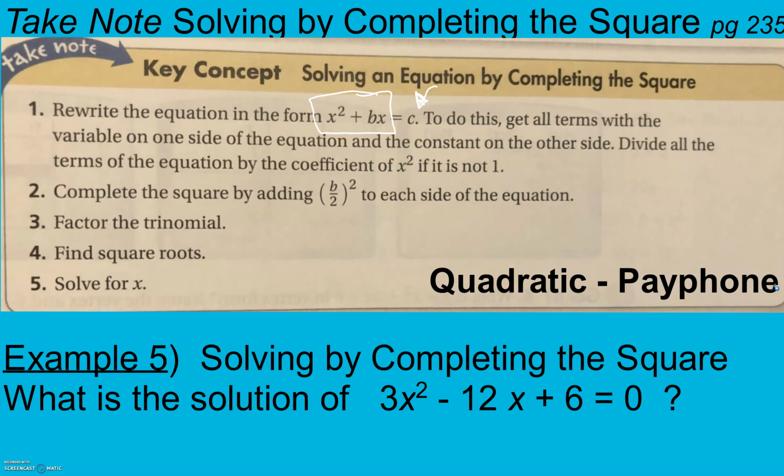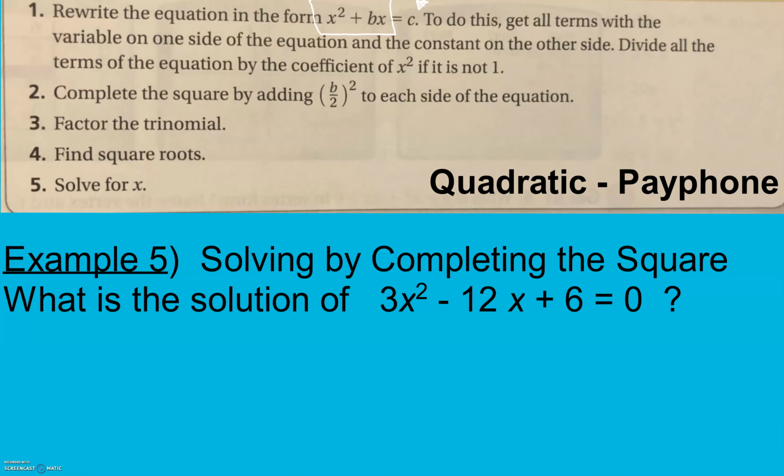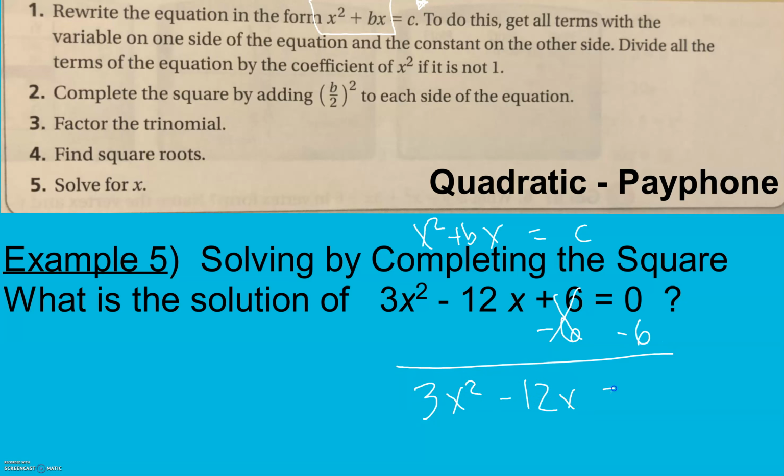In example 5, we're going to solve by completing the square here. So again, our first step is to rewrite the equation so that it's x squared plus bx equals our constant if there is one. So I'm going to subtract a 6 so that I just have my x squared and my x term on the same side. Now I also just want an x squared. I don't want any coefficient other than 1, so I have to divide by 3, and I do that to every term.